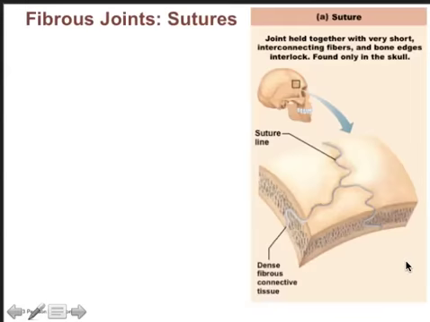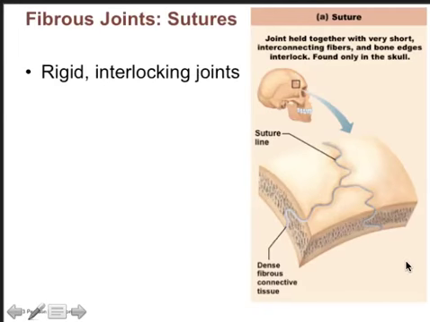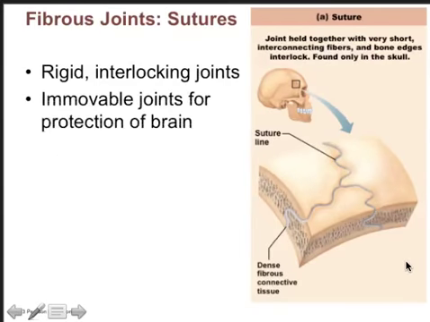So let's look at sutures first. These are interlocking joints that provide essentially a seal for two flat bones to come together. One of the places that we find these types of joints is in the sutures that seal the flat bones of the skull together: the frontal, the parietal, the occipital, the temporal, and the sphenoid bones, just to name a few. They provide protection for the brain.